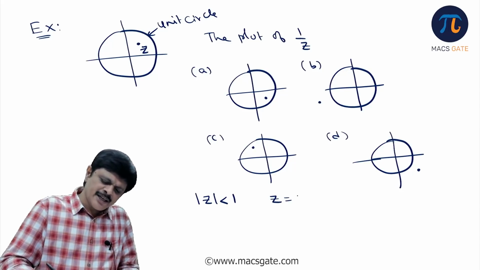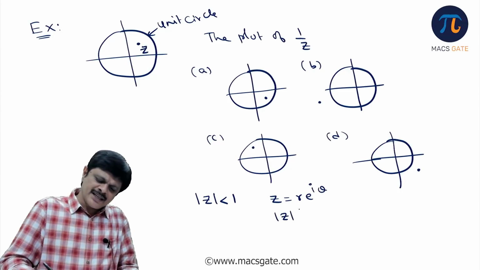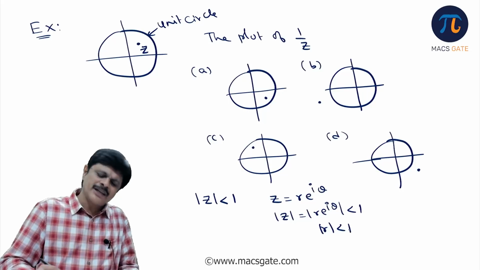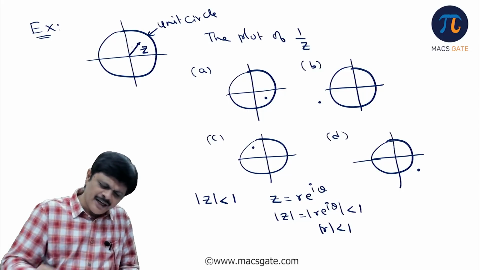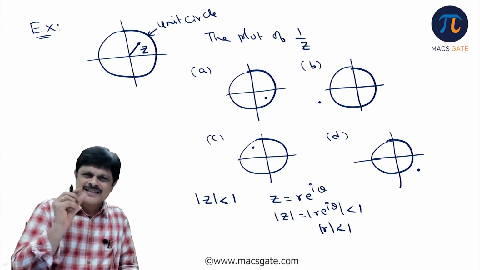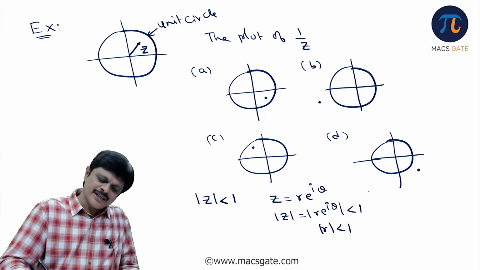Suppose you express this z as r e power i theta. Because mod z is less than 1, that is mod r e power i theta, this should be less than 1. That means the value of mod r should be less than 1. So suppose this is the radius, this value would be less than 1. The modulus would be less than 1. That is about z.